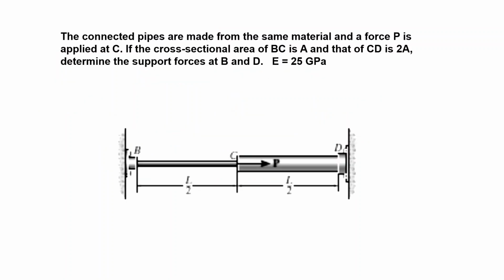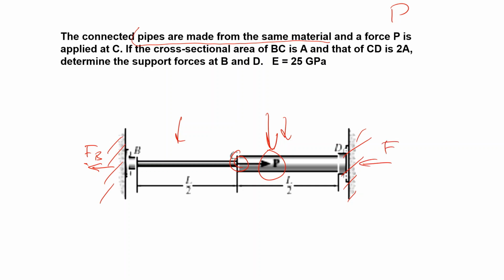Next question. You see you have two pipes. These are made from the same material, and in the middle I apply a force P. And you have here supports on both sides. At the beginning there was no force, but if you apply this force P, you see a support force Fb and a support force Fd must be acting.